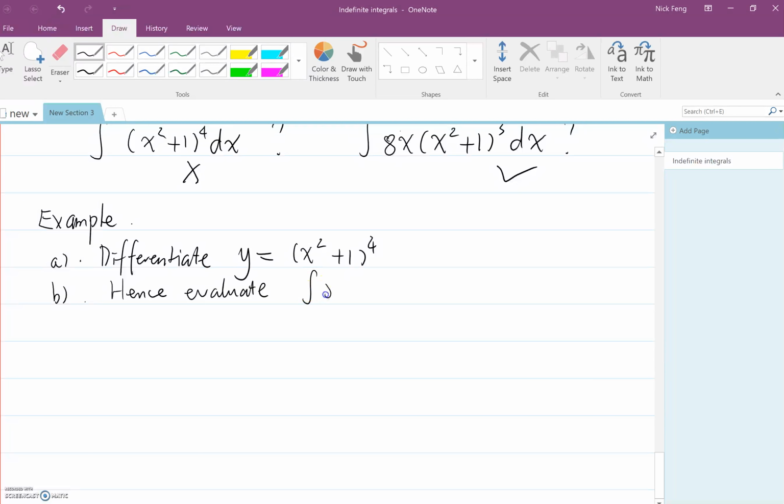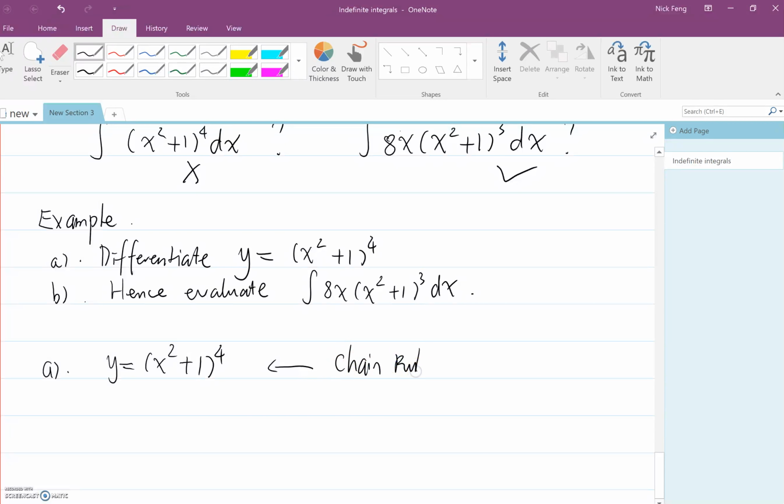Integrating 8x times x squared plus 1 to the power 3 dx. So let's look at part A. How do we differentiate y equals x squared plus 1 to the power 4? And this is chain rule.